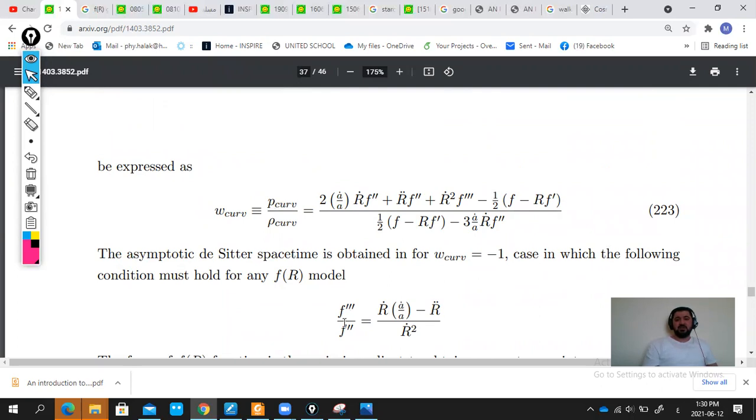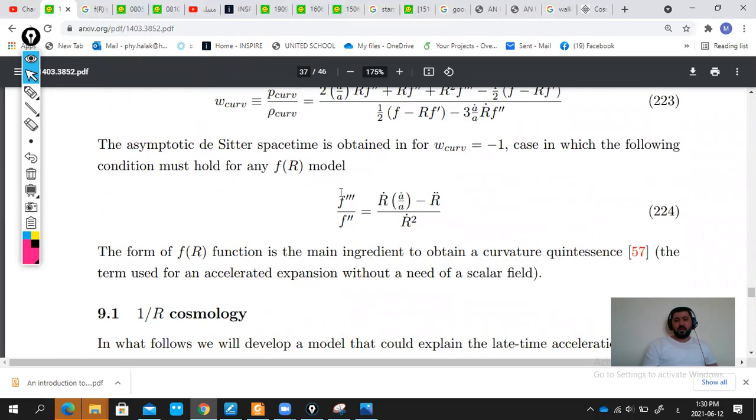That's R3 over F double prime equal this. Achieve this equation. But of course, we are not forced to have the exact omega equals -1. All we need is just to be negative. And semi-de Sitter is okay, not exactly asymptotic de Sitter space-time.